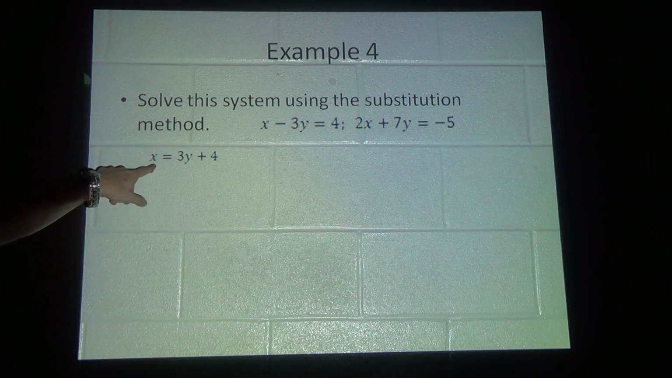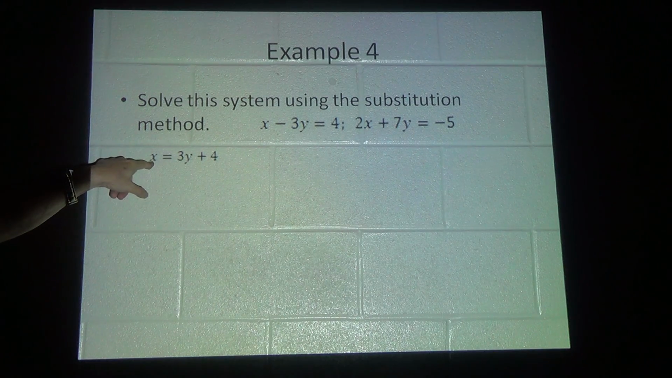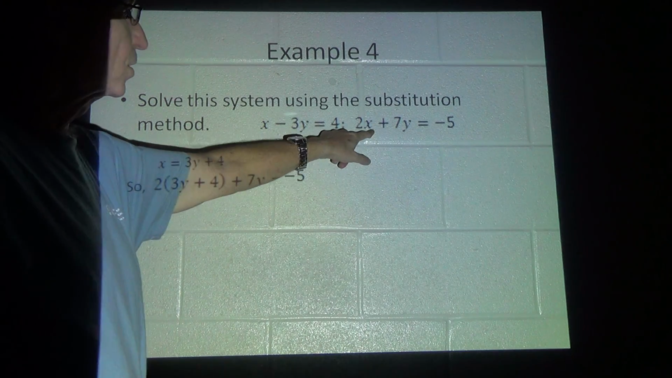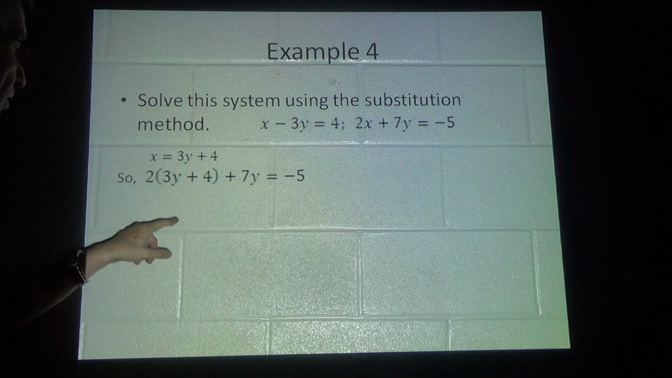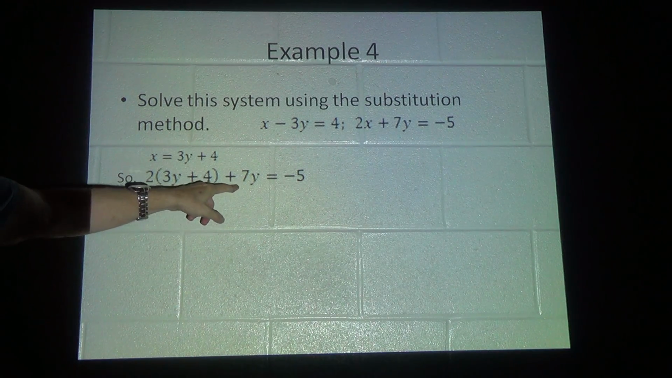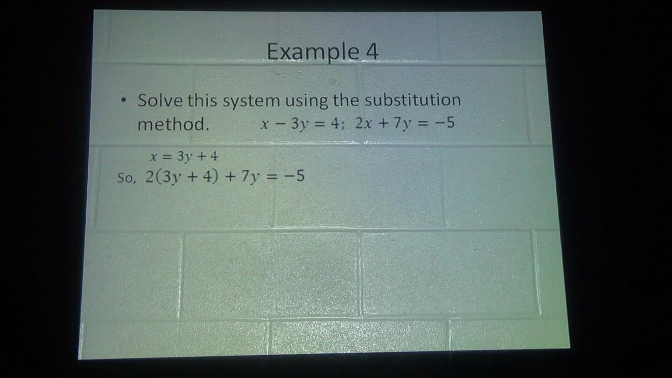So that's what I did. So this gives me x equals 3y plus 4. So this means I'm going to substitute this into this x right here in the other equation. So 2 times 3y plus 4 plus 7 times y equals negative 5.